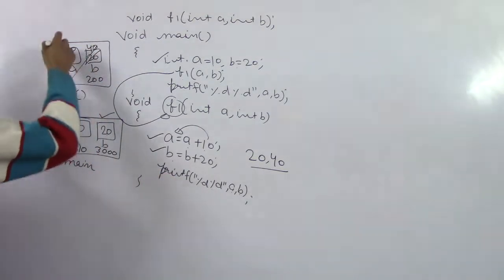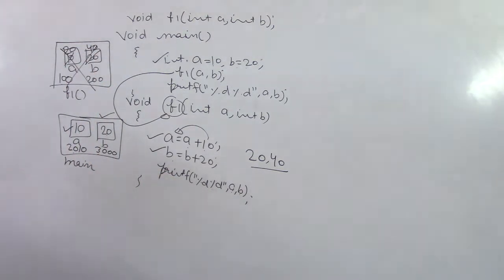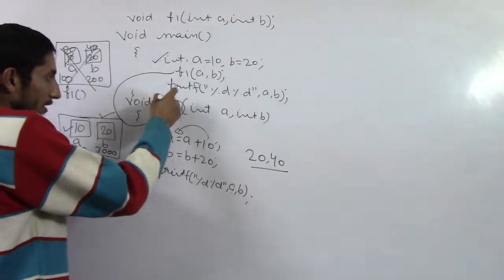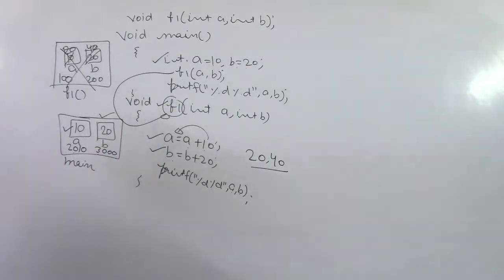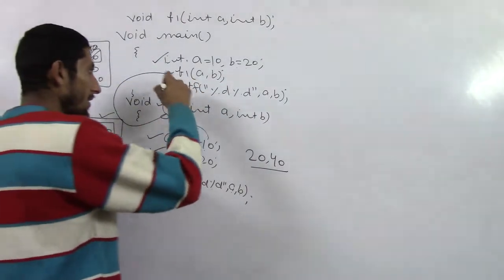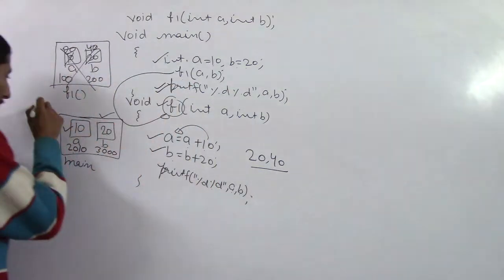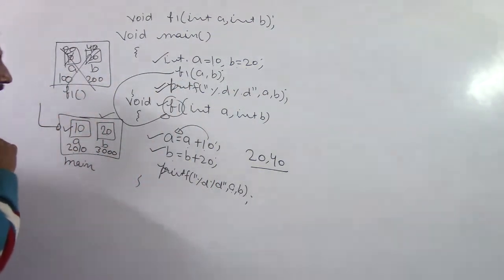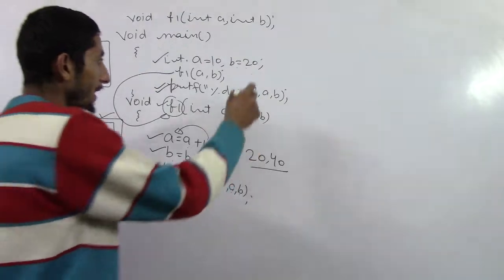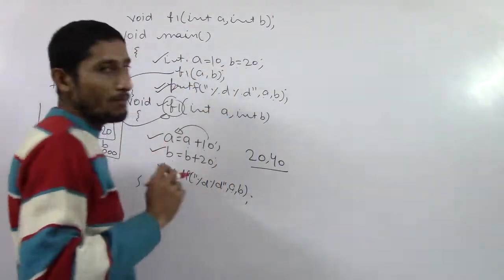After printing, this block will vanish by the compiler because there is no need to allocate the memory, because the working of f1 is over. Then the compiler will come again inside the main block. So the compiler will come again here, and it is going to print the value of a and b.